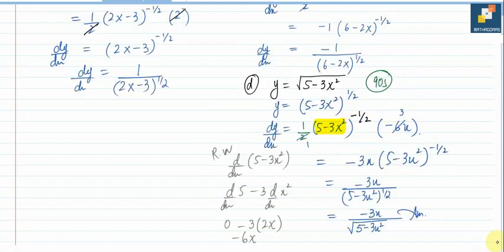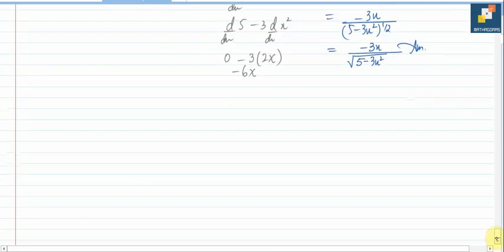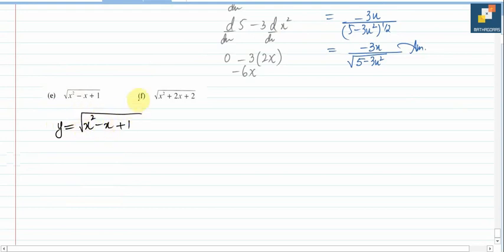Moving on towards the next part, E and F. So I copied these two parts. Alright, so let's start with part E. The question is y equals x square minus x plus 1 with the root sign. Like always, we need to remove that root, so it will be y equals x square minus x plus 1 with the power of 1 upon 2. We had converted radical form into index form. Now we can start the differentiation.